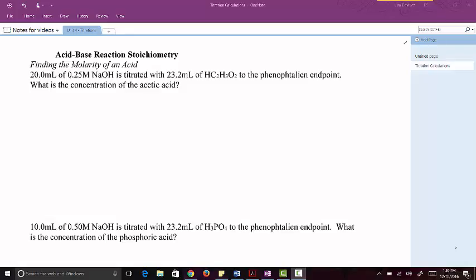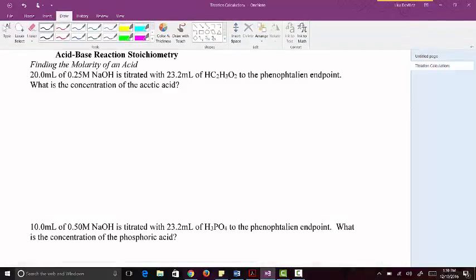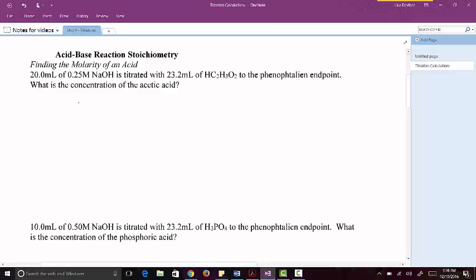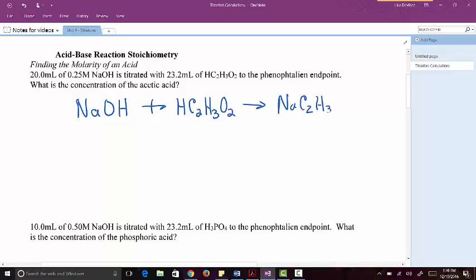Okay, so today we're going to look at some example titration calculations. This is for Unit 4. First off, we're going to write our reaction for this: sodium hydroxide plus acetic acid, and we're going to get sodium acetate and water.